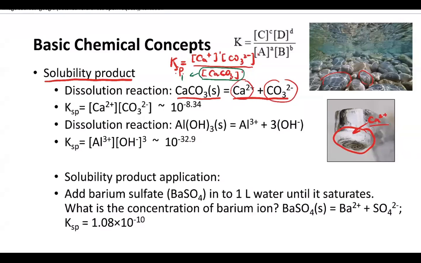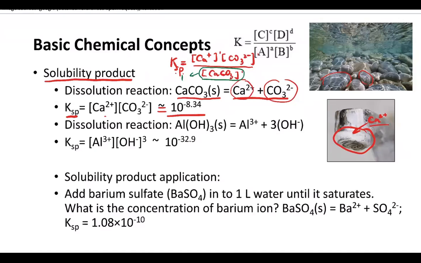So for this reaction, people have measured or determined the equilibrium constant, or the solubility product, or the KSP, okay? It turns out that for this reaction, the KSP has a value of around 10 to the negative 8.34, okay? So this is a very small value, right? What that means is that the product of these two concentrations should be equal to this value, right? And then you can find out how small this is.